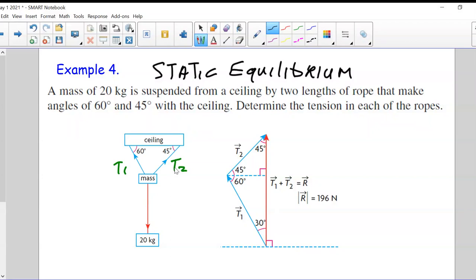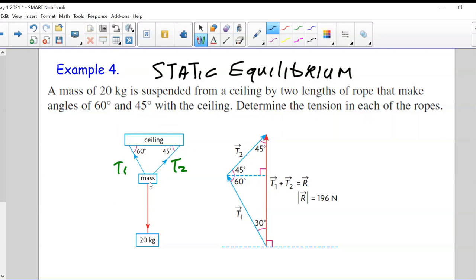So if you are the engineer who has to put the ropes there to make sure that this thing doesn't fall to the ground, you need to figure out how much tension is going to be applied to each of these ropes so that it doesn't fall. All right. One way to do this, and I'm going to do this both two ways, and by the way, the question tells us that the angles the two ropes make with the ceiling are 60 degrees and 45 degrees. That's what they're showing us here.